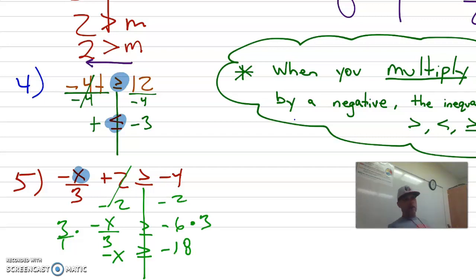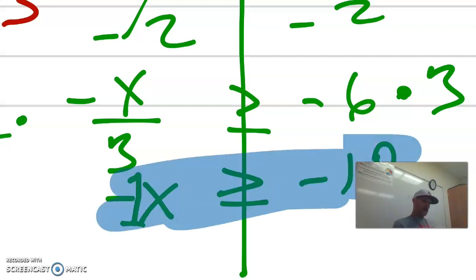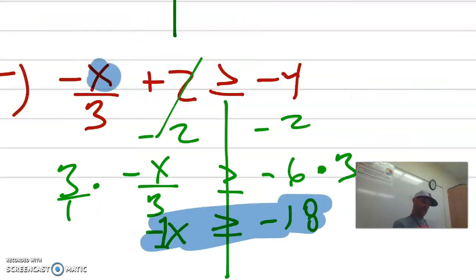So what do we have left? This is where we struggle sometimes. We have negative x. We can't leave it like that. How many x's are there? 1. So you could write right there a 1, to where it says negative 1x is greater than or equal to negative 18. But what does negative 1x mean? Doesn't that mean negative 1 times x? Yes, it does. So we can't have that negative over there. We have to divide both sides by negative 1.